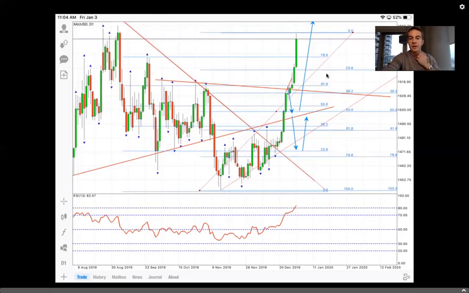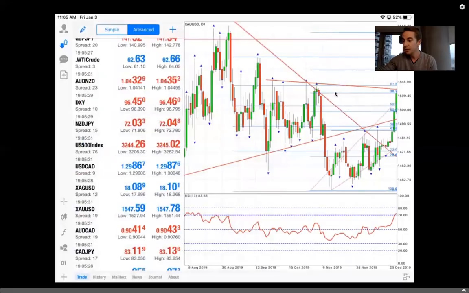I was measuring this out earlier, and the 38.2 would be around 1510. But I don't think we're going to get a move that far. That would be amazing, but I don't see it happening. Really, the best we can hope for is this 23.6 right there, and that will be a great place to establish longs again.